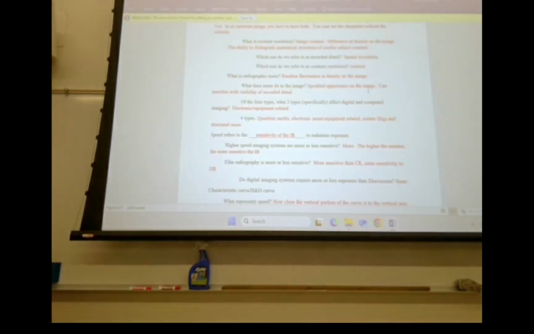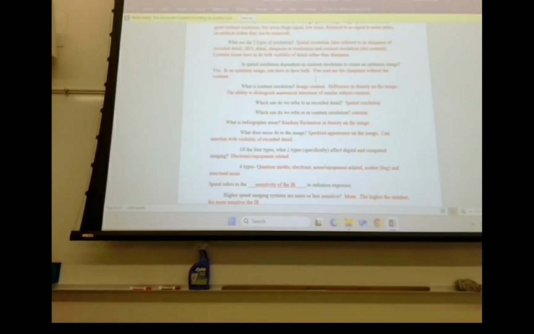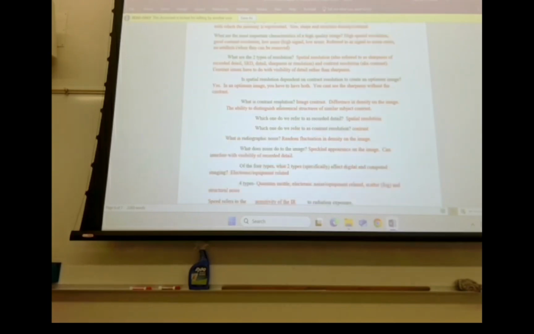So quantum mottle, we've kind of done that to death. That's a speckly appearance. Could interfere with visibility. More contrast resolution. Okay, so two different types of resolution. You have spatial resolution, that's your actual sharpness.